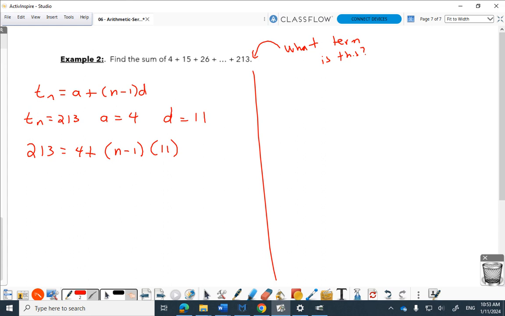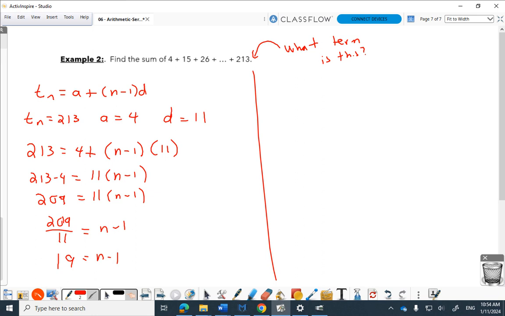Now, there's lots of options on how to solve this. If you like to distribute the brackets first and then solve, I like that too. I'm going to do it slightly different just to provide you options. I'm going to go, okay, 213 minus 4 equals 11 times n minus 1. And so I get 209 equals 11 times n minus 1. Divide that 209 by 11, which is 19. And so I get 19 plus 1 equals n.